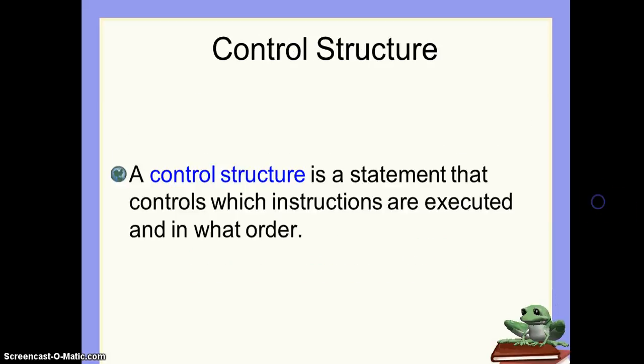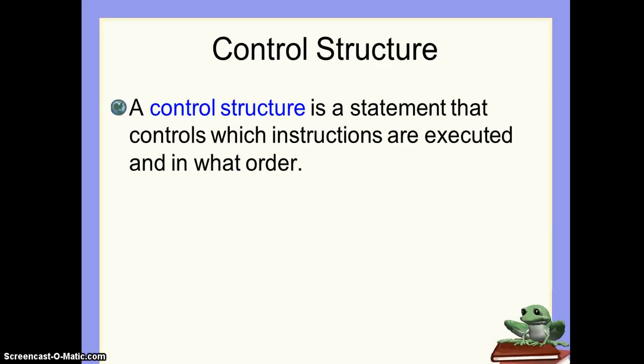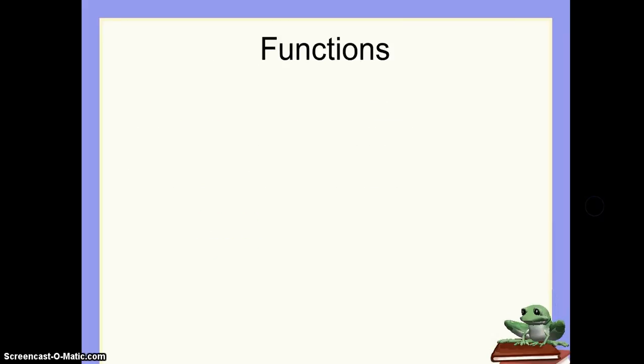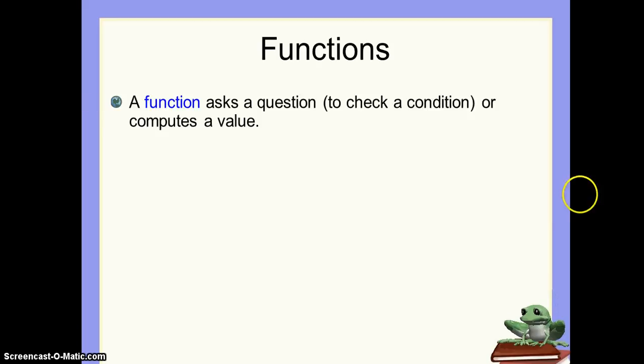Control structure you've done as well. This is what controls which instructions are executed and in what order. And you might have guessed this is if/else, do together, and do in order. Okay, so those are good to go. Functions, that's new. You've heard about it in math, but we're going to be using it in programming. So perhaps you've always said to yourself, what's the point? Well, now you have a good answer.